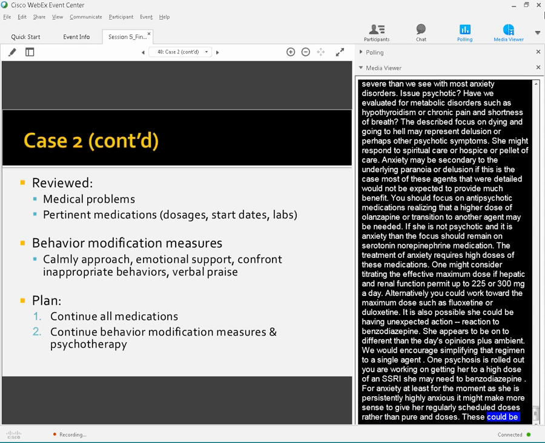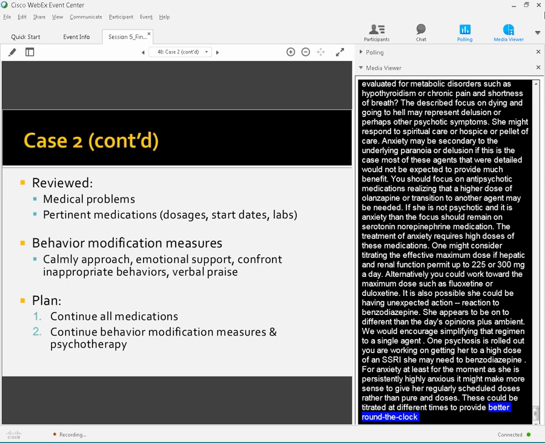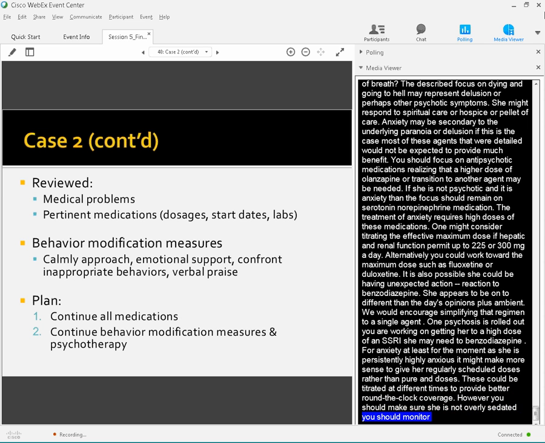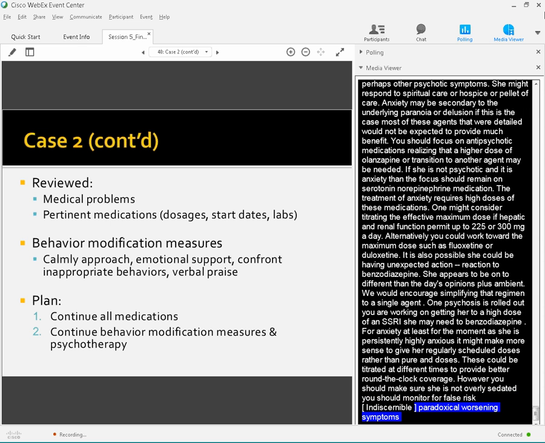However, you should make sure that she's not overly sedated. You should monitor for falls risks and watch for disinhibition or paradoxical worsening of symptoms that can be seen with benzodiazepines in demented patients.